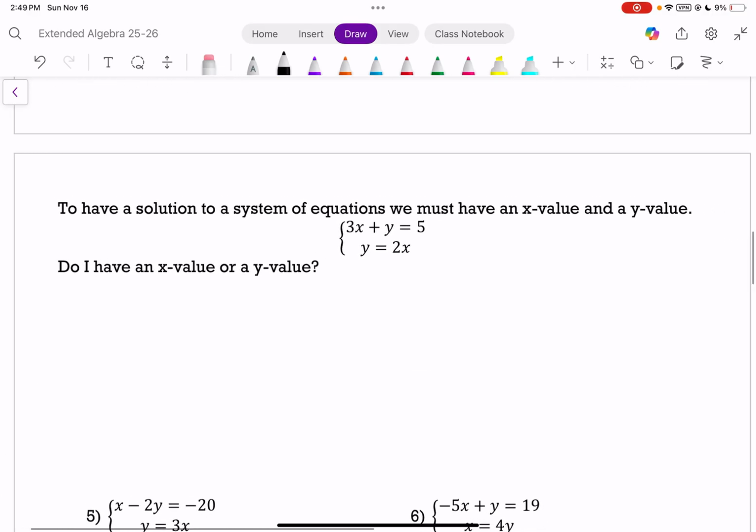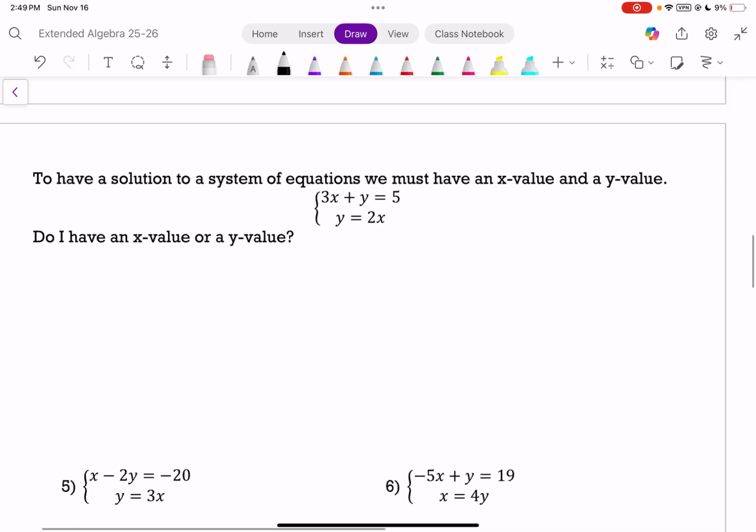So to have a solution to a system, we must have the x and y value. So looking at this problem, I don't have an x and y value. I have a multiply in there. So this is going to create an additional step. What's going to happen is we're still going to replace the y. Notice how this is solved for y. So we're going to replace the y, but now instead of a single value, it's 2 times x.